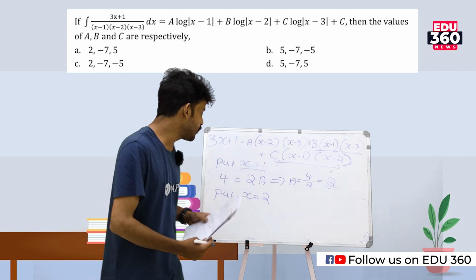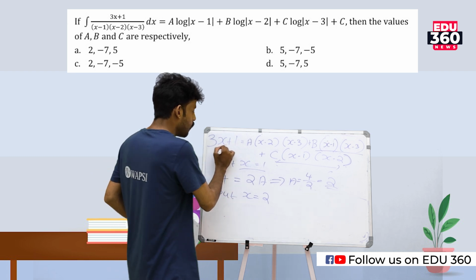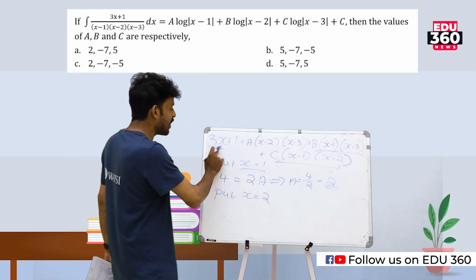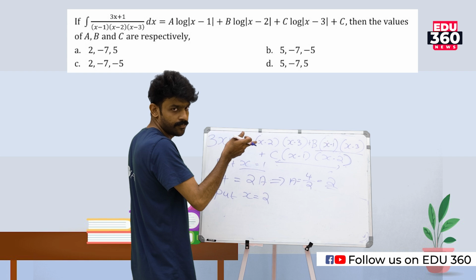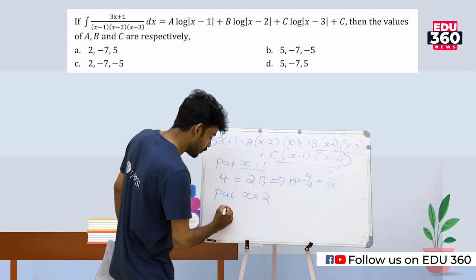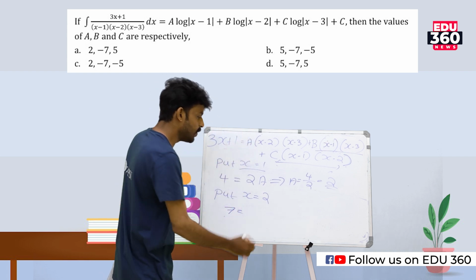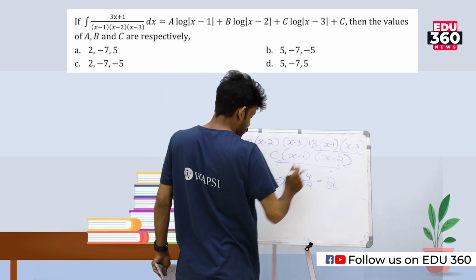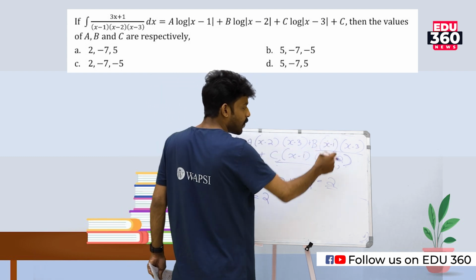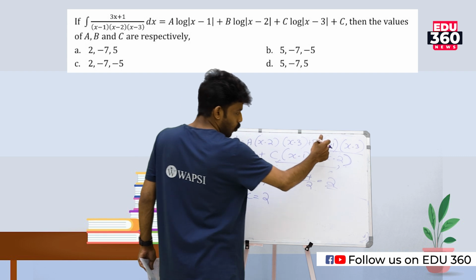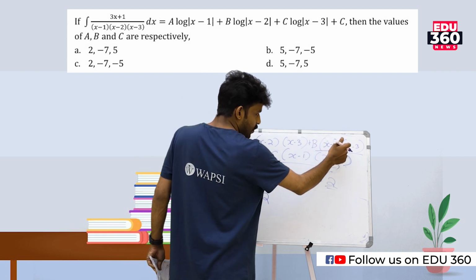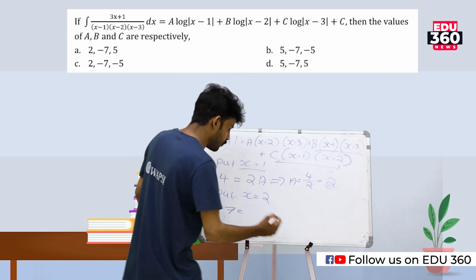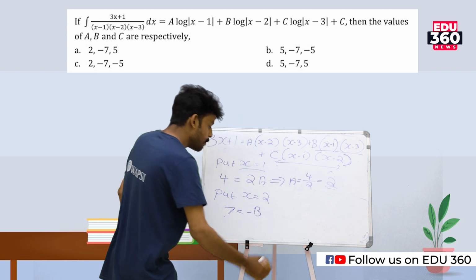Only B is remaining. So hereafter, we can write, while we are substituting x is equal to 2, the LHS becomes 3 into 2, 6 plus 1, 7. LHS will be equal to 7. So here, what about the RHS? Look at here, the value of x is equal to 2 minus 1, 1. 2 minus 1 is equal to 1 and 2 minus 3 is equal to minus 1. So it will become minus B.